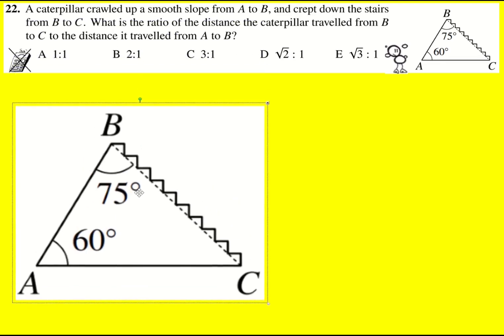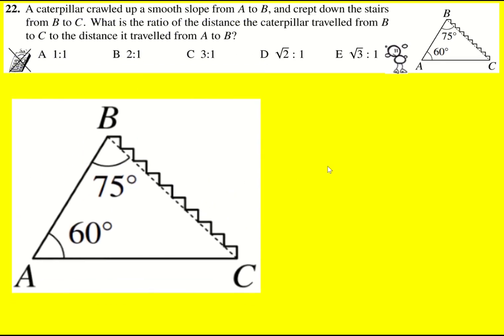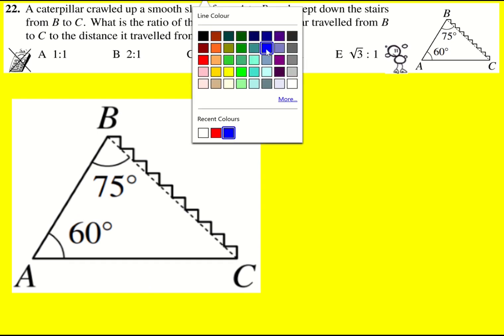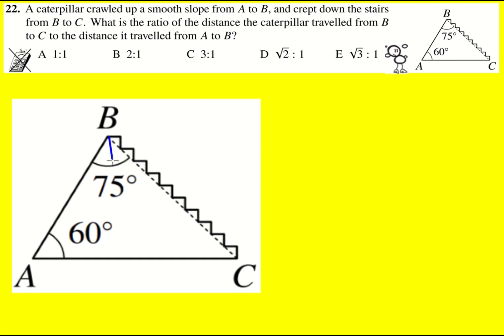This is a fantastic question. First thing to do, actually, when I did this, I used non-right angle trigonometry. So I'm going to explain how we can do it without that first of all, and then I'll go over how I did it. So what we can do is split the triangle into two right angle triangles.